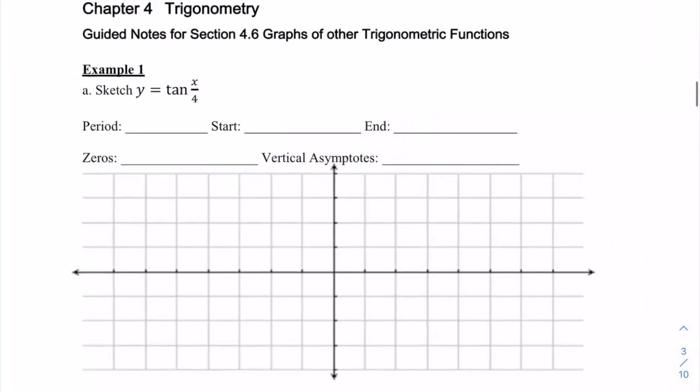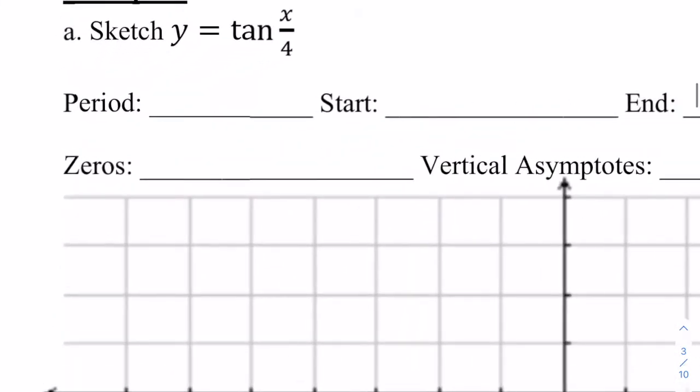Now let's consider this sketch. All right, we'll look at tangent of x over 4. Now remember, we said that the period for tangent is pi. So now we're going to divide pi by b. So we're dividing it by 1/4, which is really going to be 4 pi. So it's going to complete that whole cycle in 4 pi.